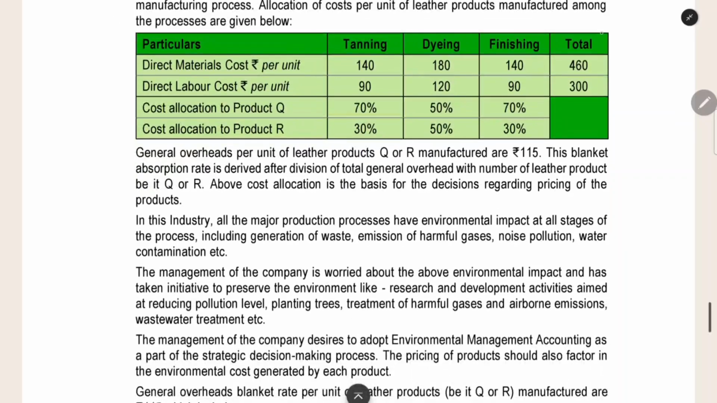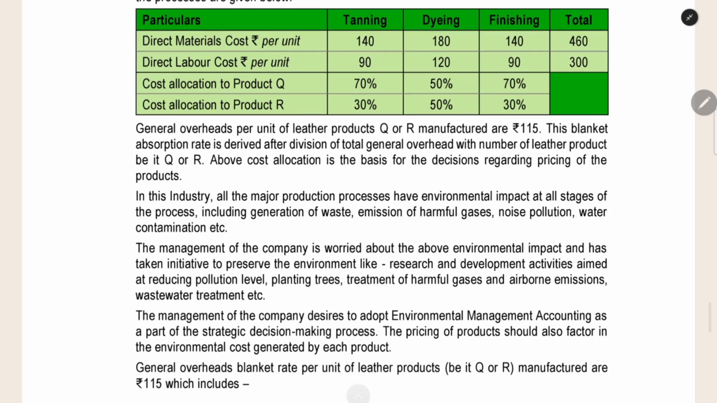The general overheads per unit of leather product Q or R. Commonly, for 1 unit, the general overhead is 115 rupees. This absorption rate they are getting by dividing the total general overhead cost by the total number of products. This they are doing and getting a rate of 115.